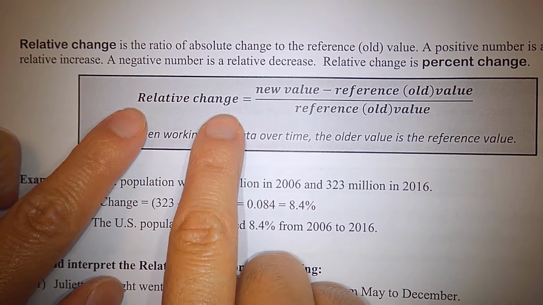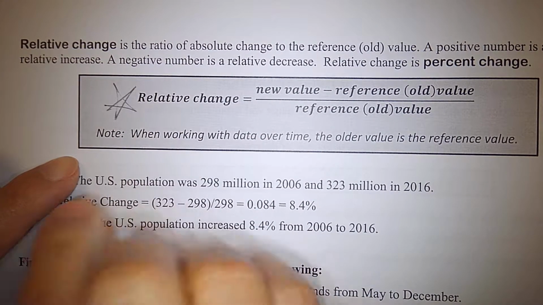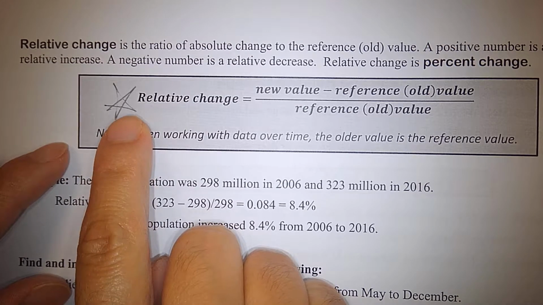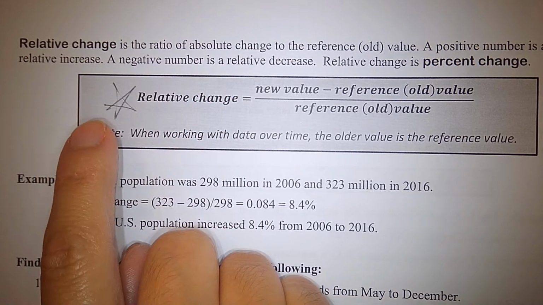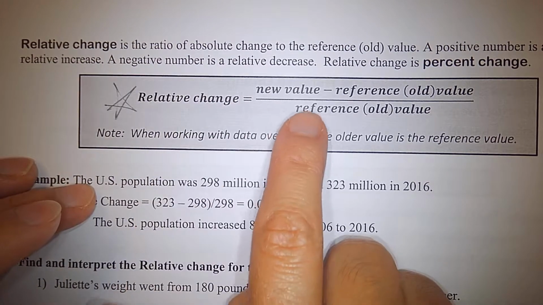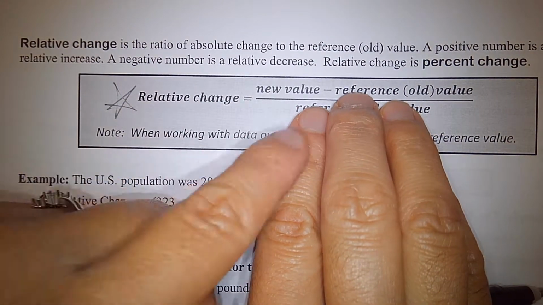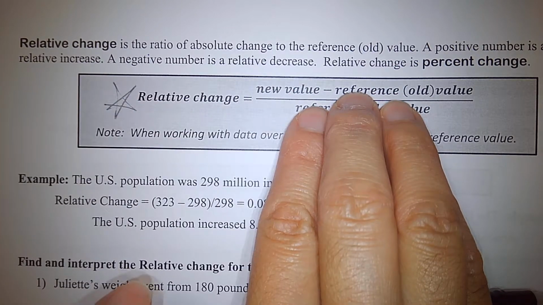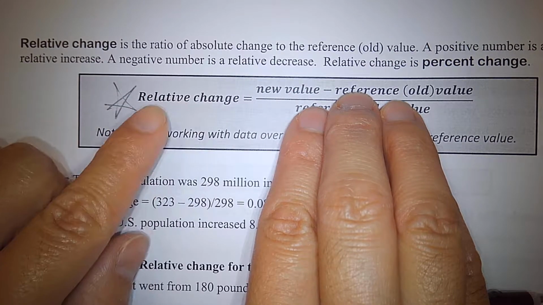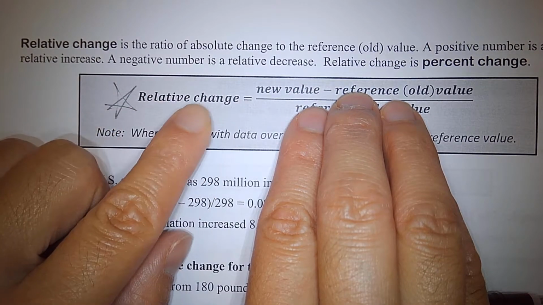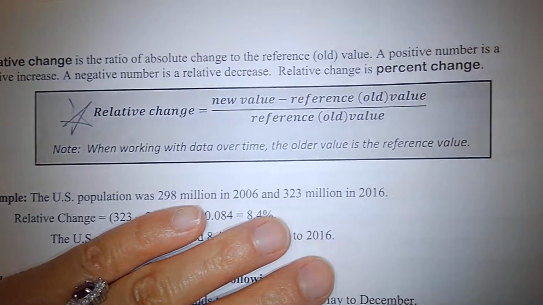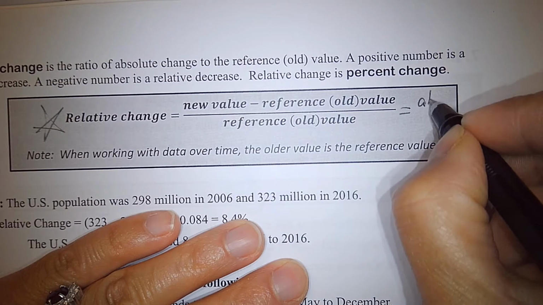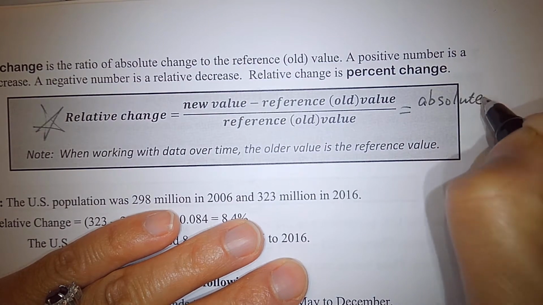So relative change, this formula, I also need you to master it, okay? Because you have to know the difference between relative change and absolute change. For absolute change, we only compute a subtraction: new value minus old, right? For relative change, the formula is telling us relative change equals new minus old. What is new minus old? Absolute change.